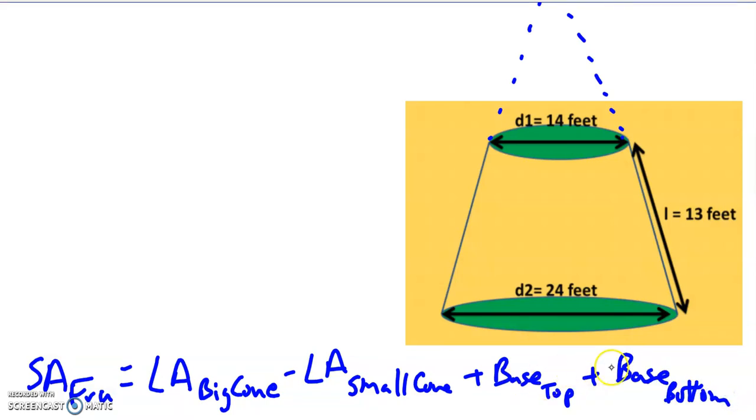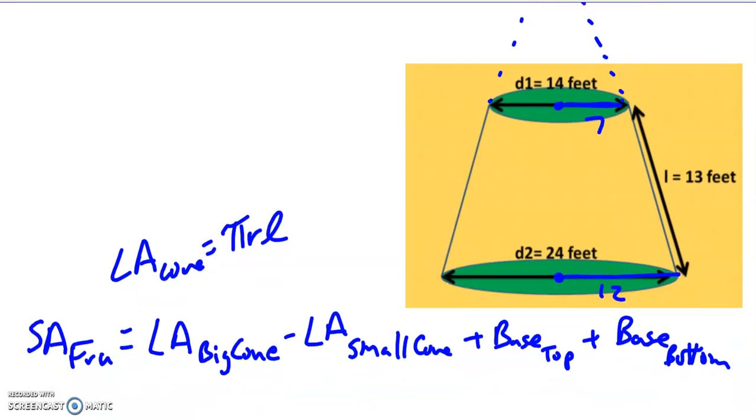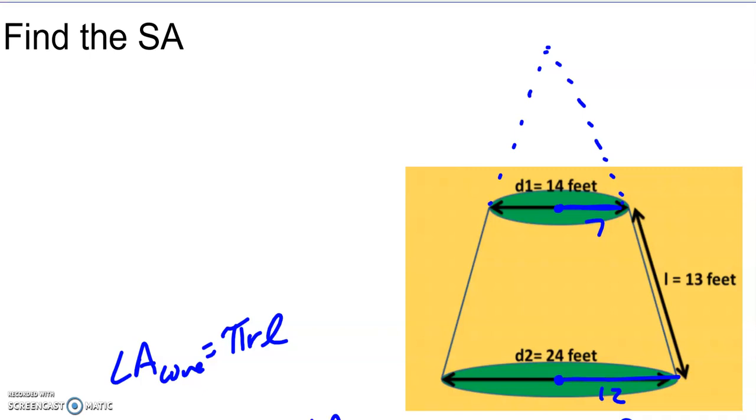We can do those bases right away, but let's talk about how to find the lateral area of the big cone and the small cone. If you remember, the lateral area of a cone is pi r l, so we need the slant height. We have the radii of both already. The radius of the smaller one is 7, and the radius of the bottom, the larger one, is 12. Let's go ahead and draw in the height. There we go, this is our height.